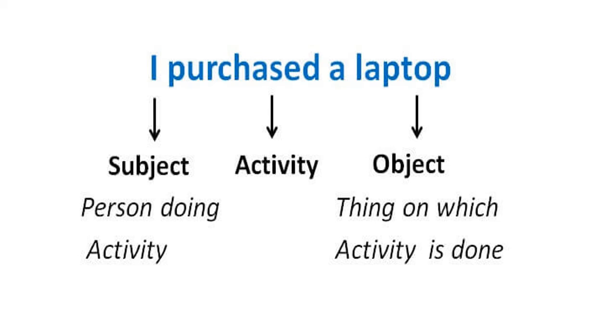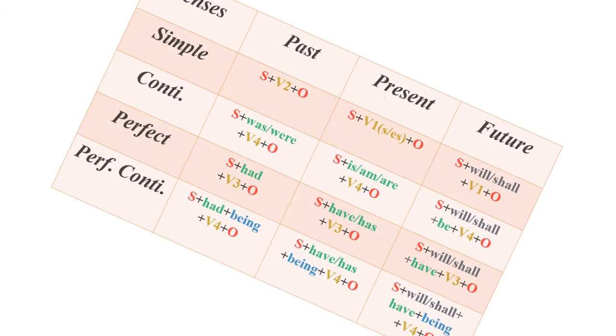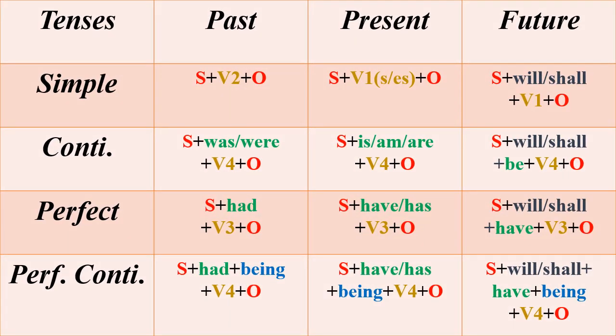For example, I purchased a laptop. Here in this sentence, I is the subject, purchased is the activity, that is the verb, and a laptop is the object. This is how the complete chart looks once we have completed placing the subject and object.